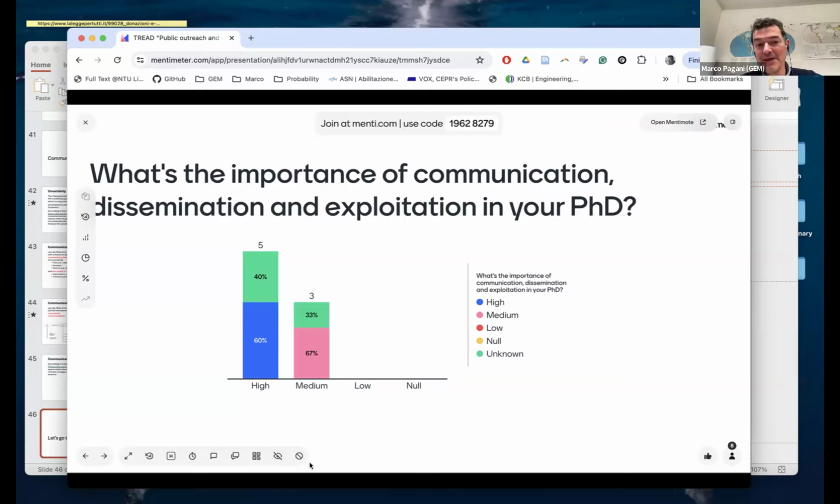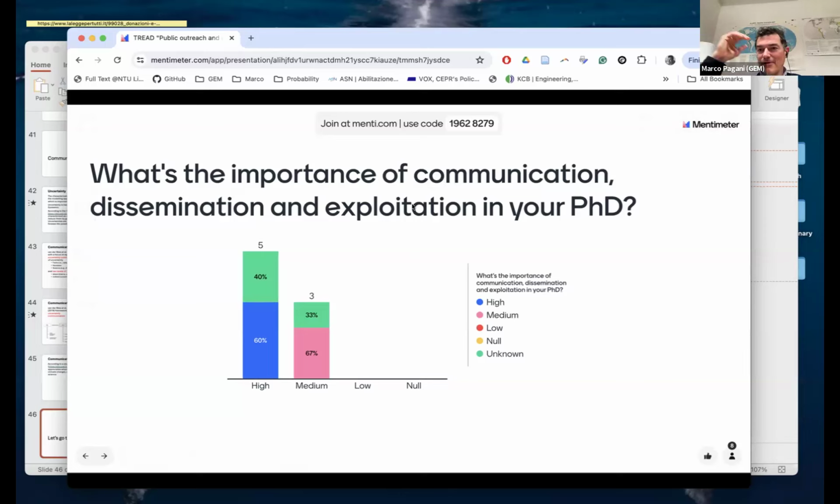Communication, dissemination, or maybe something that I didn't do that would, in retrospect, have been interesting, is to ask what's the weight that we give to communication, dissemination, and exploitation in thread and in the PhD, because clearly there might be, at least in some of the candidates, the feeling that maybe communication is more for the project, and for the individual it is more important to focus on dissemination and exploitation, which is the more, let's say, scientific component of these activities.